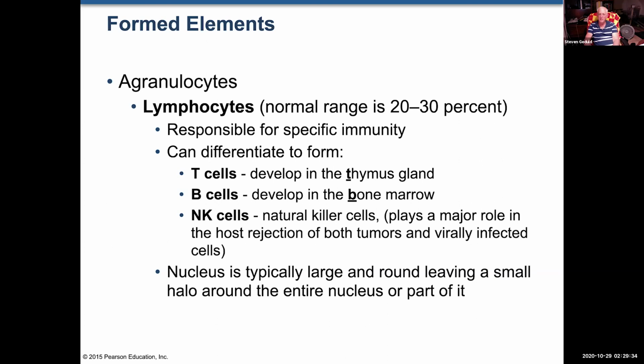B cells stay there and become competent, or mature, in the bone marrow. T cells migrate from the bone marrow through the bloodstream to the thymus gland. In the thymus gland, they become competent T cells. So you have T cells, B cells, and NK cells. NK cells are natural killer cells.